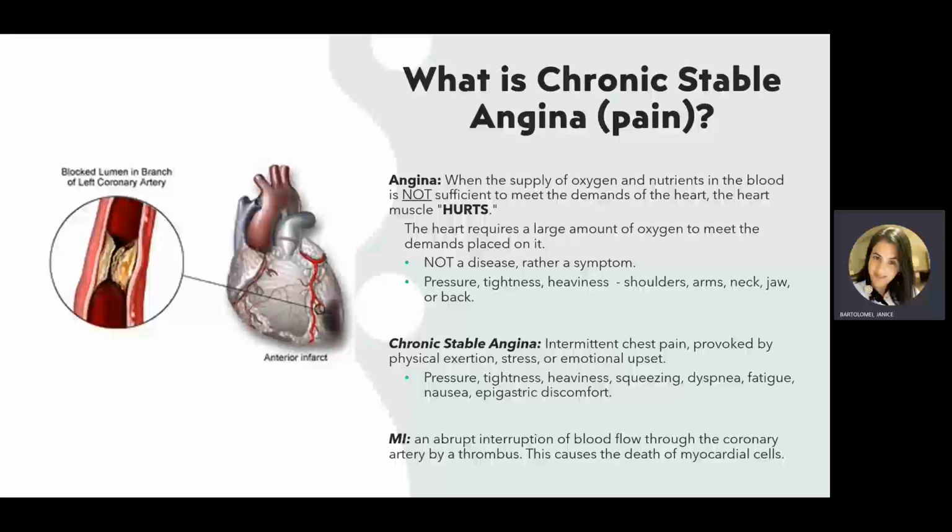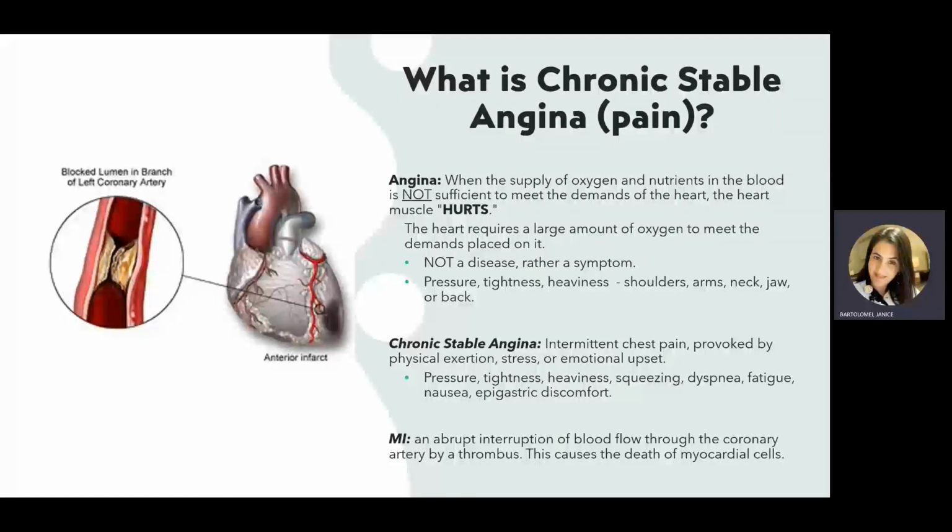So let's define what an MI is. An MI differs from coronary artery disease or angina in the fact that when a heart attack happens, the artery of the heart is completely blocked and it impedes the blood flow. So that causes the death of the tissue, the death of the heart muscle. That's what an MI is.